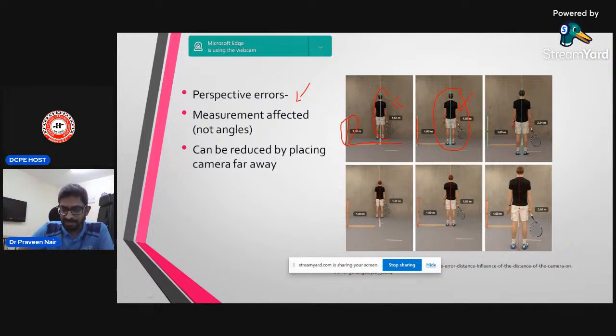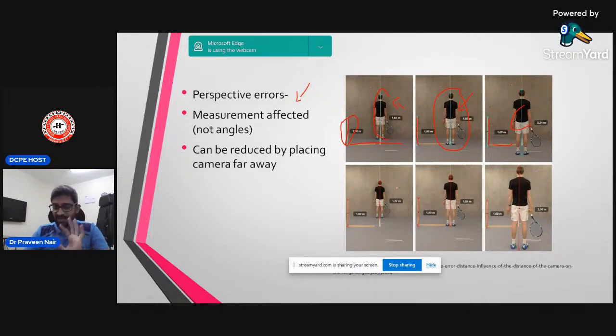If the player stands behind that plane, his height would be exaggerated. Why? Because this and this, these are out of plane. So this is called perspective error. And if you want to cover a wide area and reduce the perspective error, it is usually done by placing the camera far away.